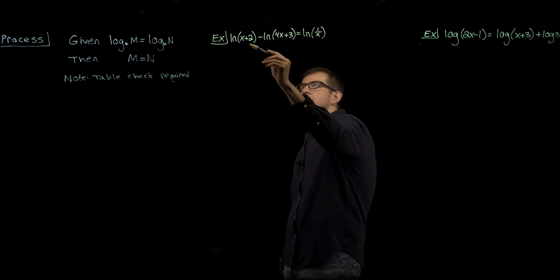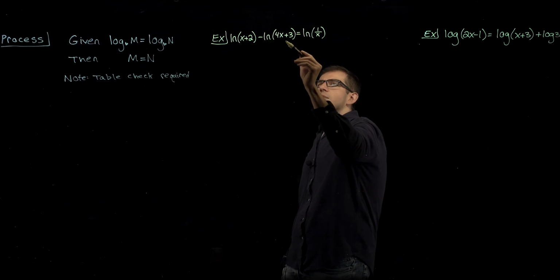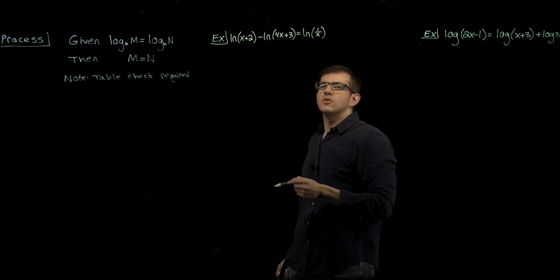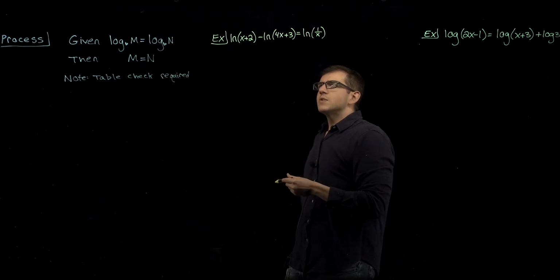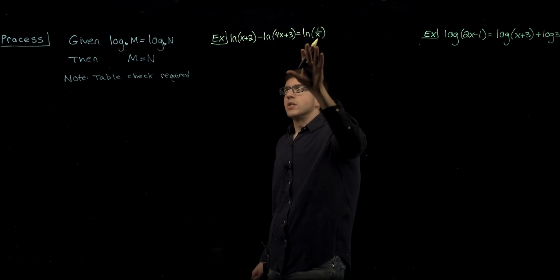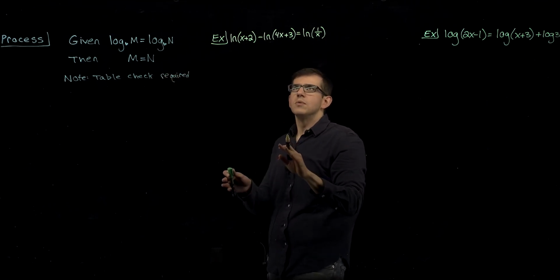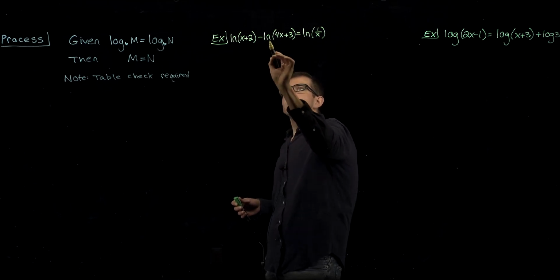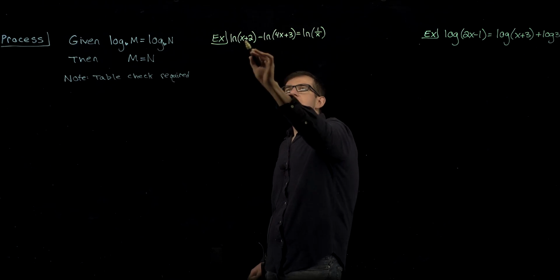So with that, let's go ahead and solve the natural log of x plus 2 minus the natural log of 4x plus 3 equals the natural log of 1 over x. To solve this, notice that we have 3 logs in this equation, but this process only works with 2. But we have a way to turn these 2 logs into 1 using condensing rules.